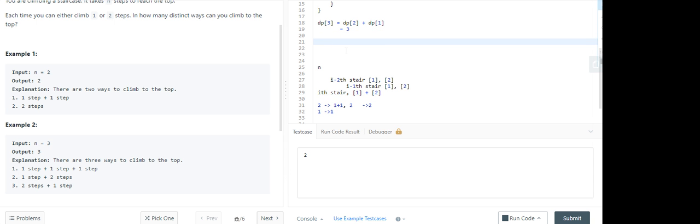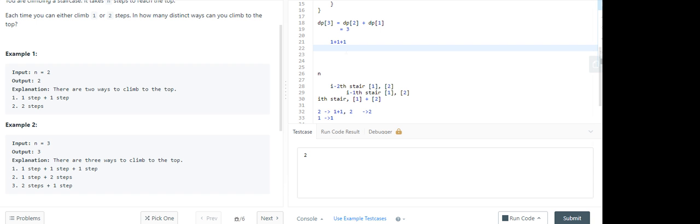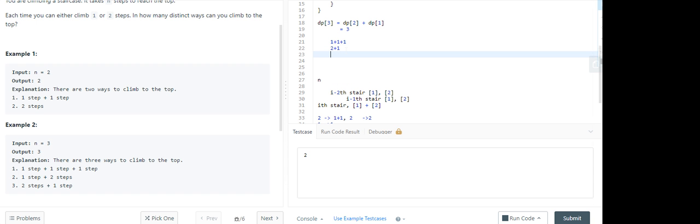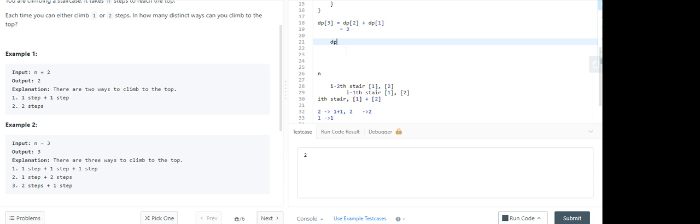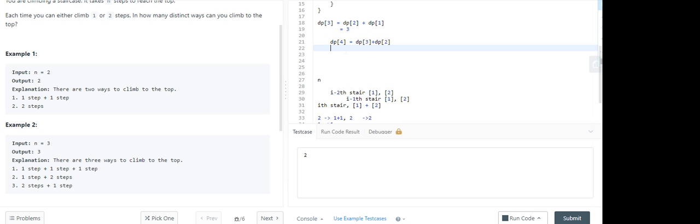Because we can use 1 plus 1 plus 1, or you can jump 2 steps at a time and then 1, or you can do 1 plus 2. Now what about 4? So dp of 4 is going to be dp of 3 plus dp of 2. Now dp of 2 is 2 and dp of 3 is 3, which means this is 5.